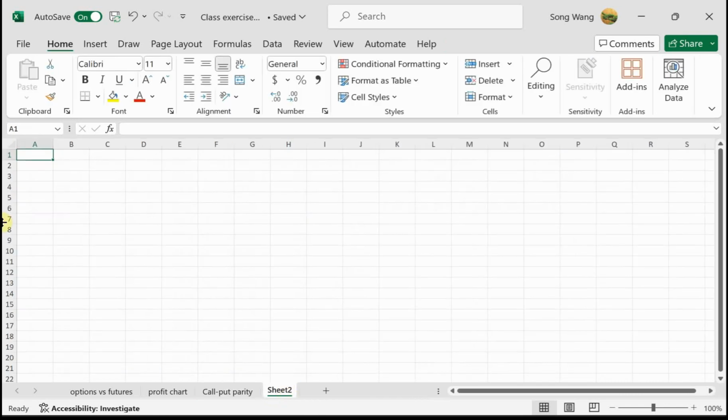All right, the next one from your textbook is called a protected put. Okay, protected put. So I'm going to just create another spreadsheet and name it protective put. So the protected put basically means you buy the stock, and then you will also need to take a put position, buy a put.